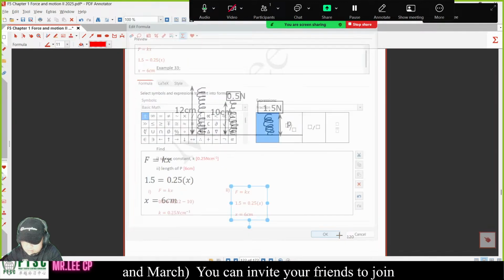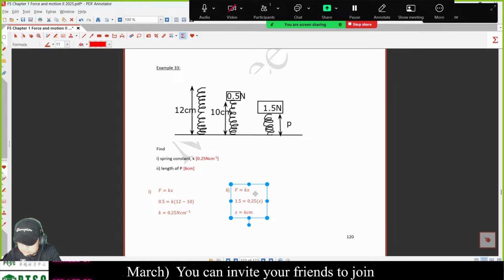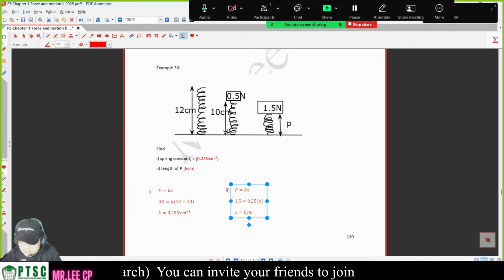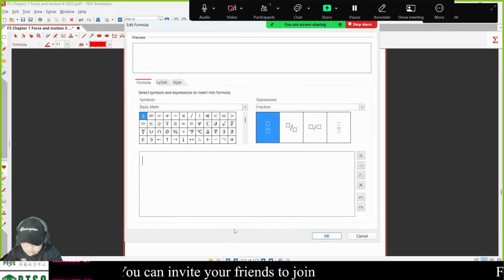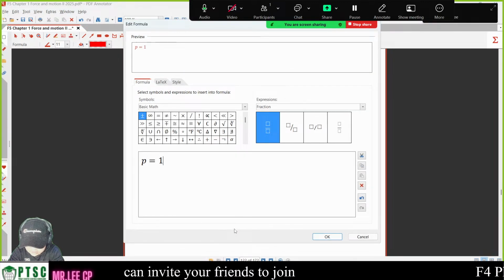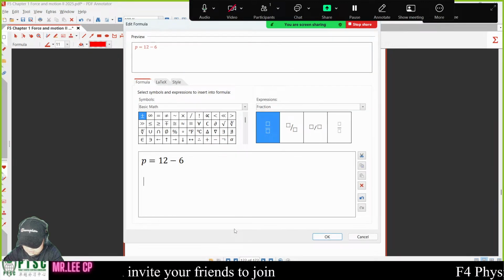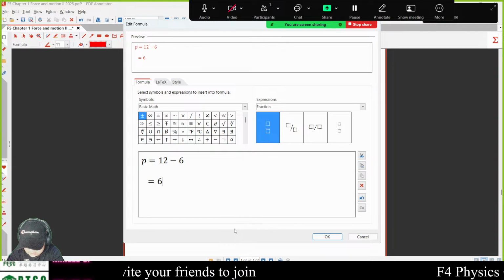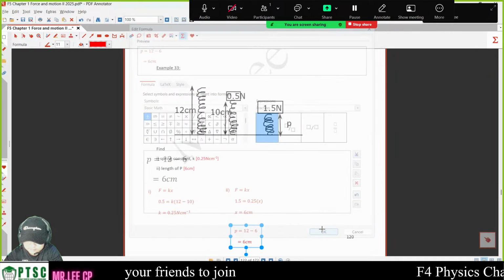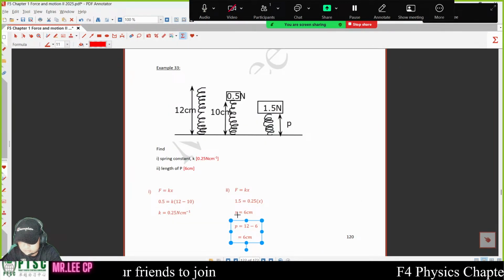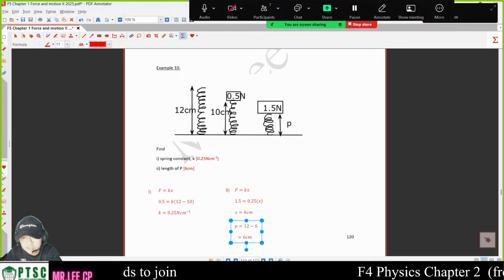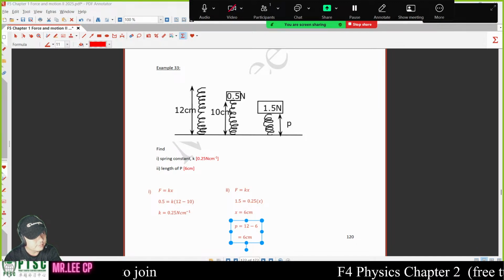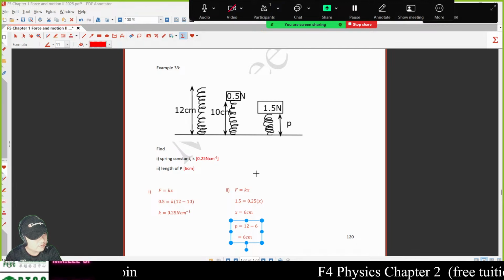Now 6 cm is not yet your answer. Now 6 cm is it compressed down 6 cm. So original is 12. So you need to answer P is equal to 12 minus 6, which is 6 cm. This one is your final answer. Okay, this is what we have. I hope you can understand this.